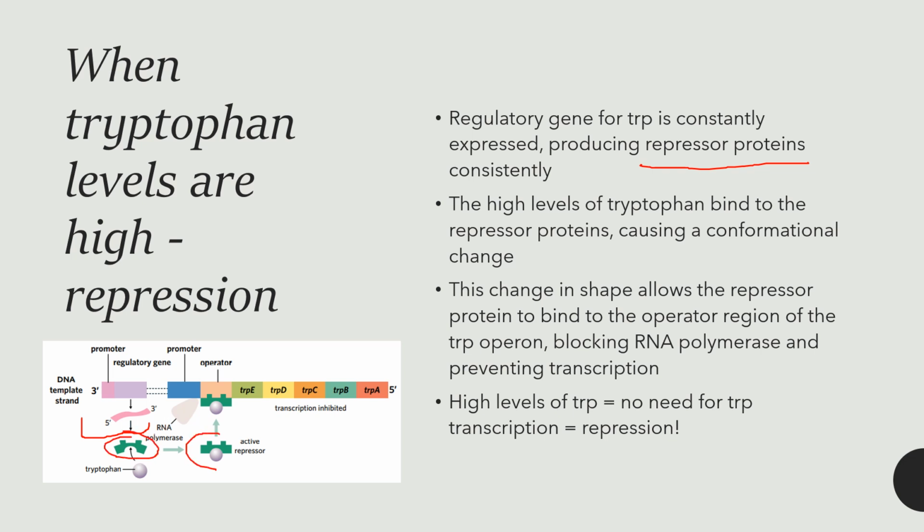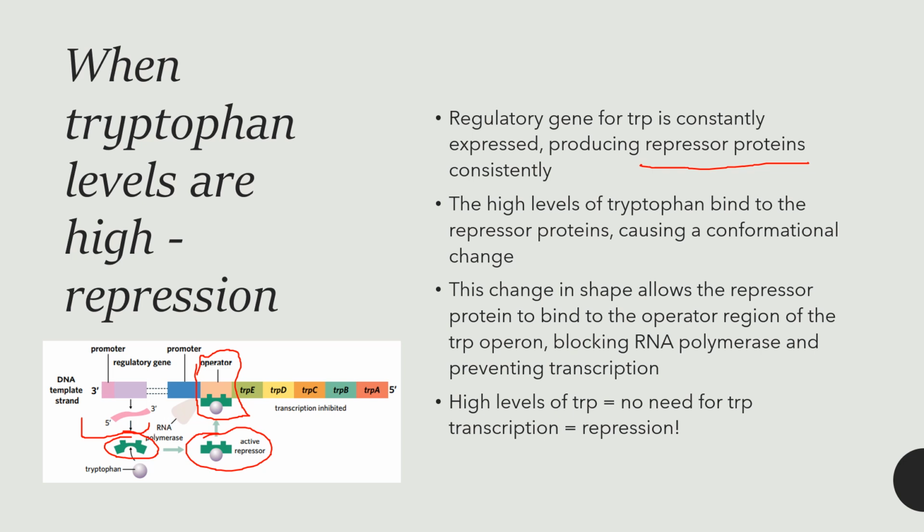When it binds to tryptophan, which is free floating in the cell, that causes a conformational change. That just causes a shape change. So when there's tryptophan present, it binds to the repressor and causes a change in its shape. This shape change allows the repressor to bind to the operator. You can see up here that the repressor has bound to the operator region.